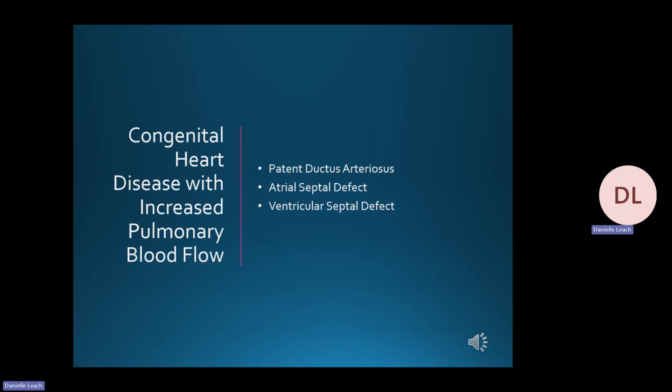So the first types of heart disease that we're going to talk about are congenital heart disease with increased pulmonary blood flow. There are 3 different disorders we're going to talk about that fall under this category: patent ductus arteriosus, atrial septal defect, and ventricular septal defect. Just an FYI, I would know which disorders fall under these different categories that we are going to be talking about.